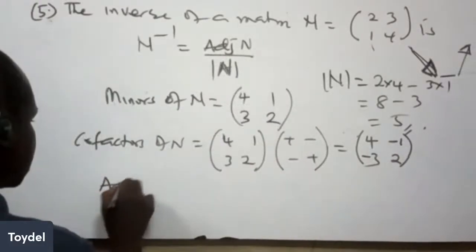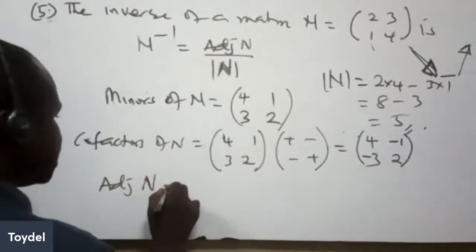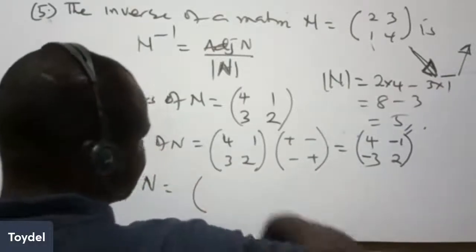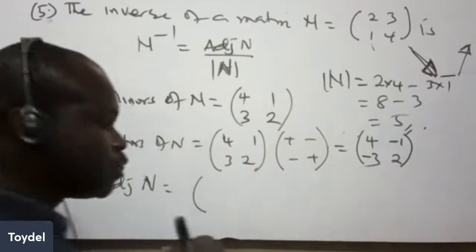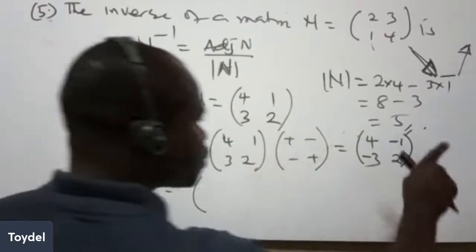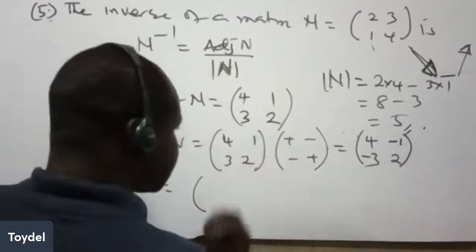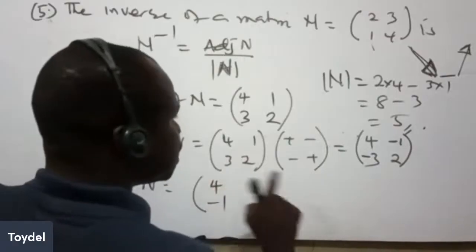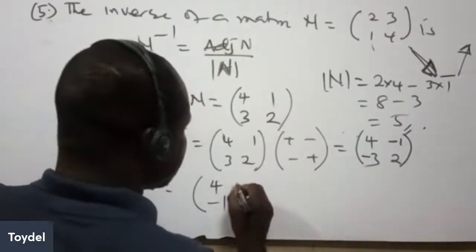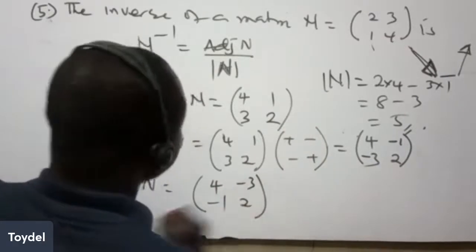The last step is the adjoint of N. The adjoint of N simply means you transpose. Transpose simply means we change rows to columns. The first row, which is 4 and minus 1, becomes the first column. We have 4 and minus 1. The second row becomes the second column, minus 3 and 2. And that's what we have done.